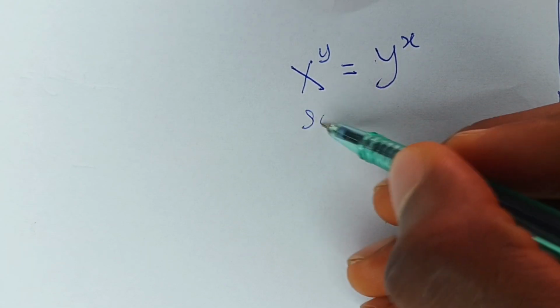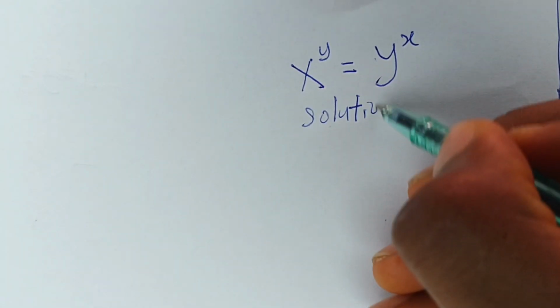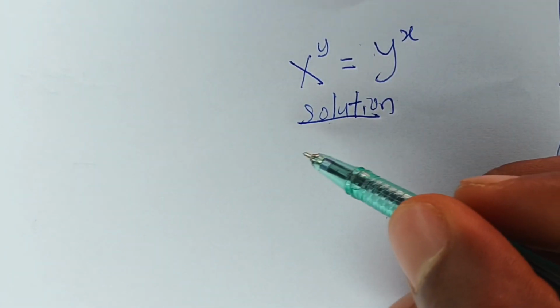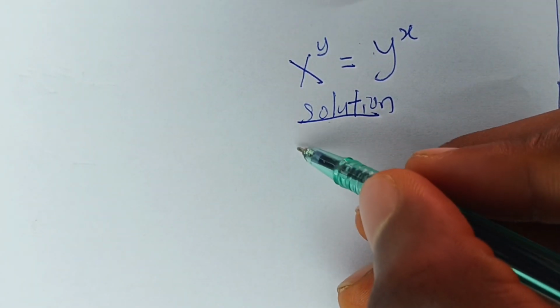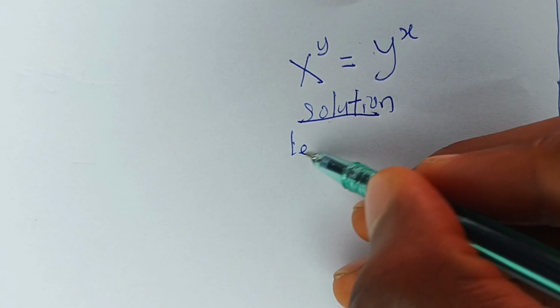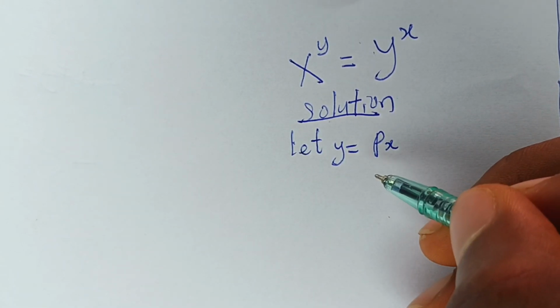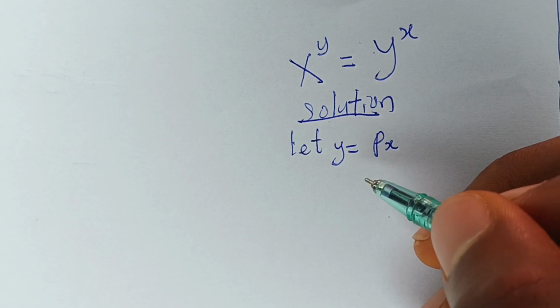Let's solve this together. It says x raised to the power y is equal to y raised to the power x. How do we solve this? Now the first thing I can assume, I can say let y be equal to px, and p here is a constant.